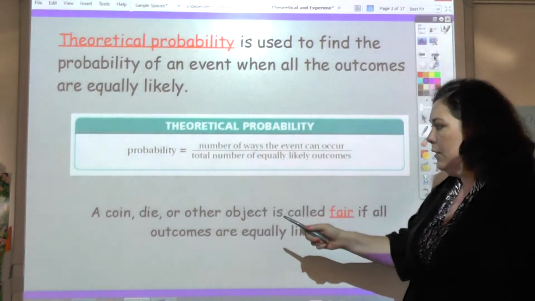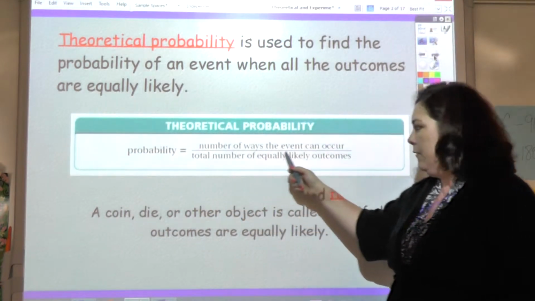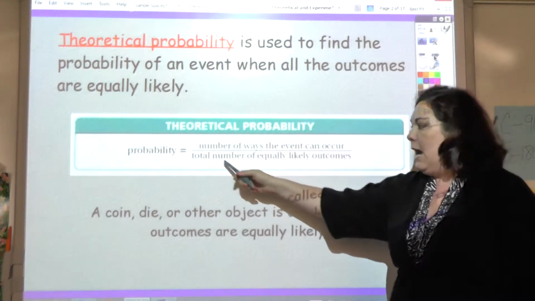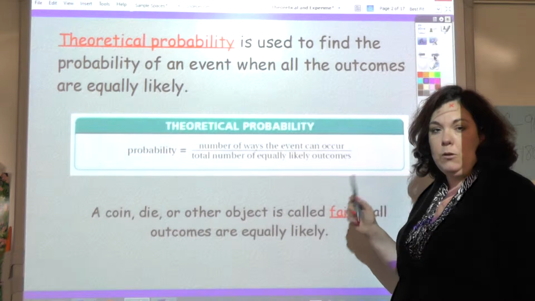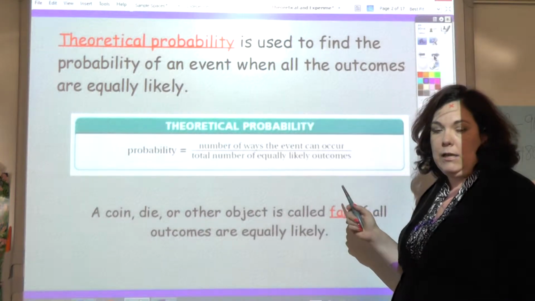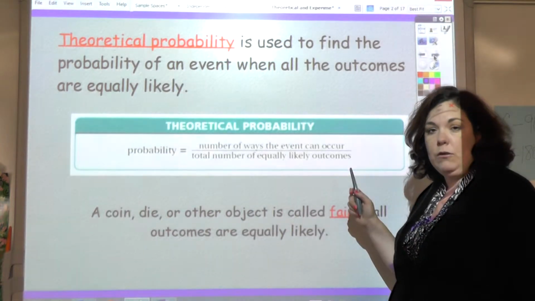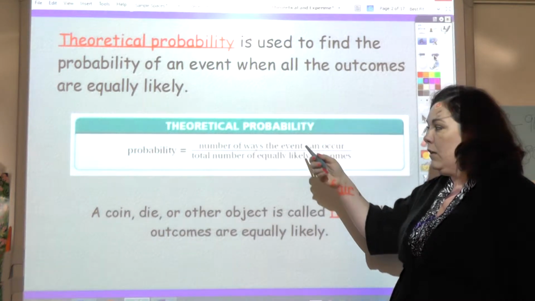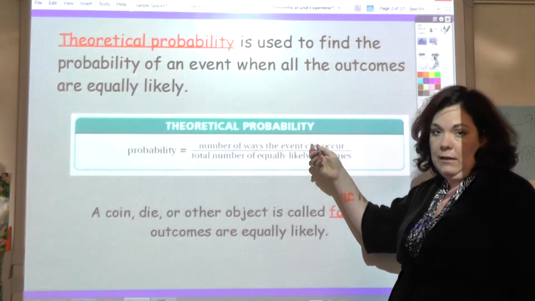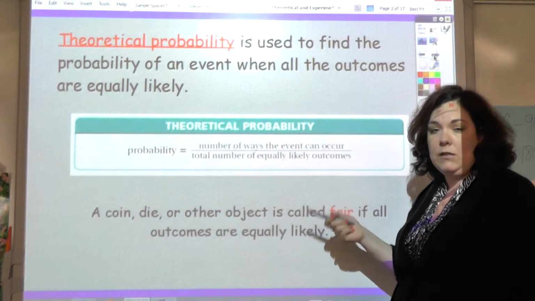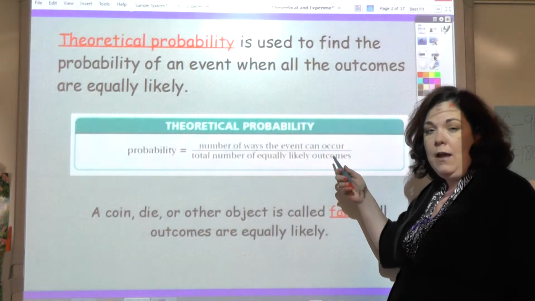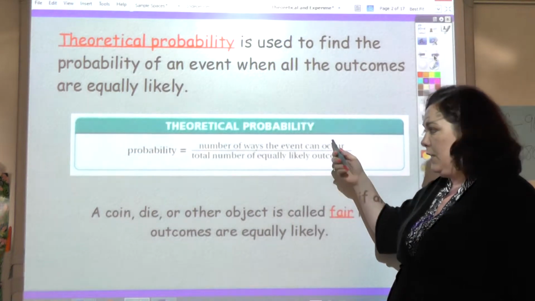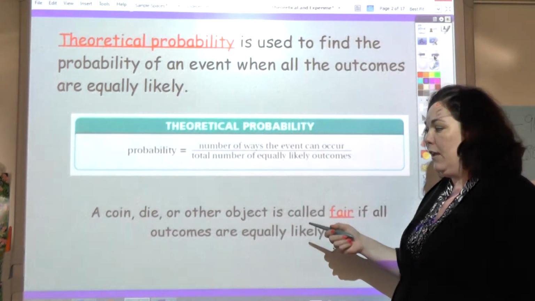Theoretical probability: probability equals the number of ways an event can occur out of the total number of equally likely outcomes. And those outcomes are what you looked at yesterday with your sample space, how many outcomes you're looking at, and probability is looking at a certain thing that could occur. Like heads or tails, heads occurring is 1 out of 2 possible. So 1/2 would be the probability.